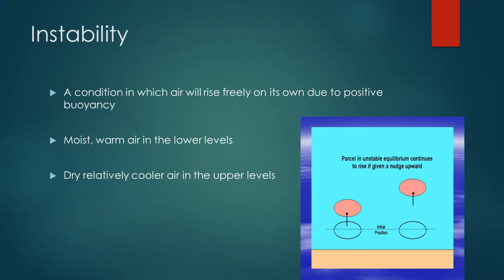So instability is supported by two conditions. One is if you have warmth and moisture in the lower levels of the atmosphere. And then at the other end, if you have relatively drier and cooler air in the mid or upper levels of the atmosphere.